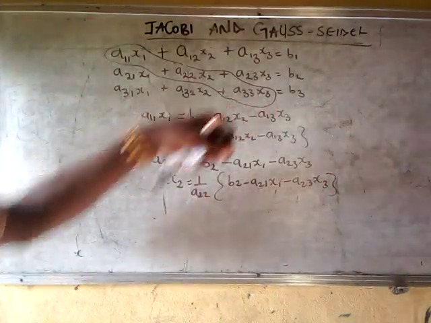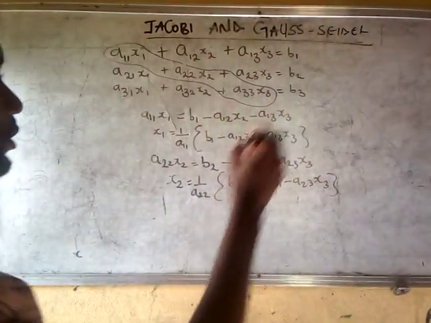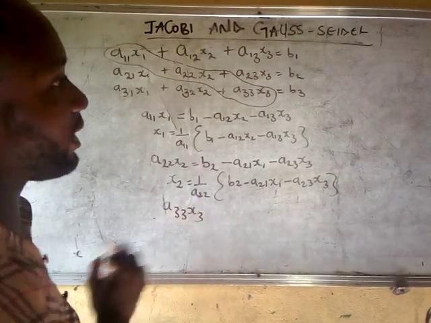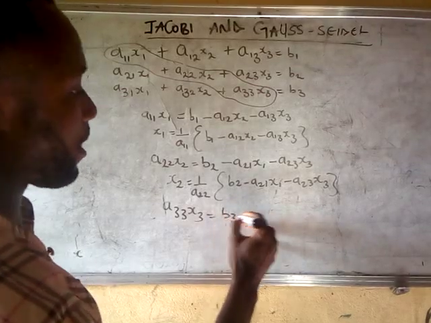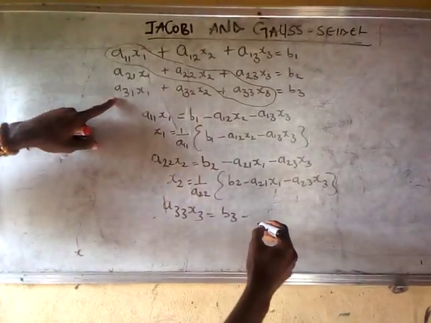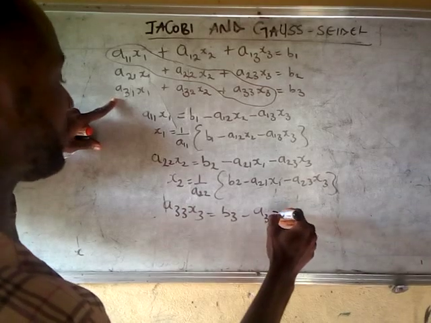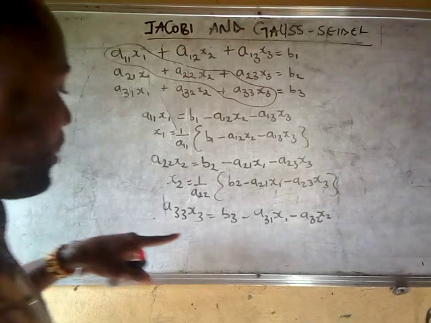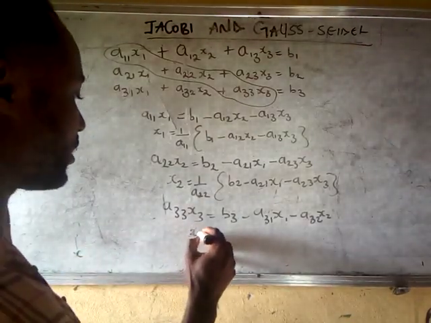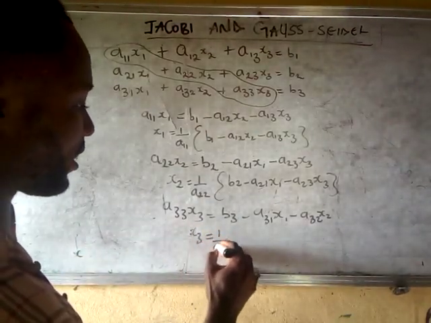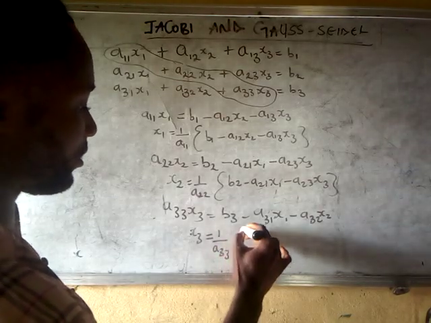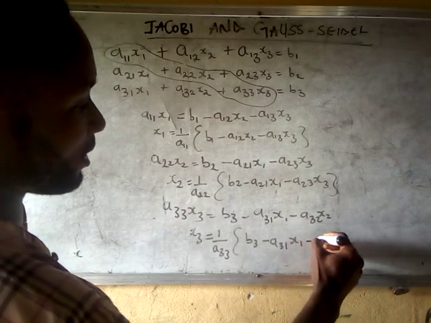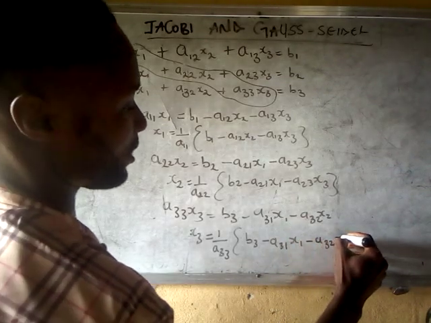Now I'm picking this now because I'm dealing with the diagonal. Equation 3 says a33 x3 is equal to b3 minus the two other sides, a31 x1 minus a32 x2. Now making x3 the subject formula, x3 is equal to 1 over a33 into b3 minus a31 x1 minus a32 x2.